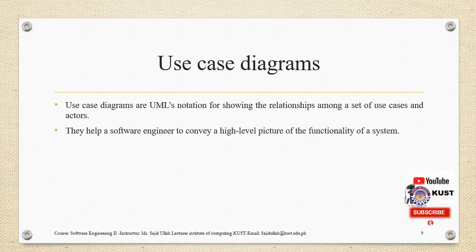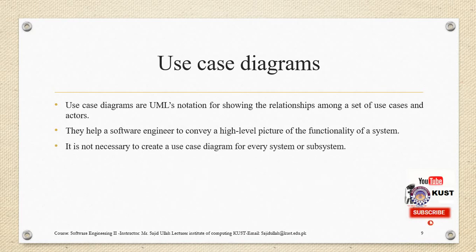Use case diagrams are UML (Unified Modeling Language) notation for showing the relationship among a set of use cases and actors. This helps software engineers convey a high-level picture of the functionality of the system. Through use case diagrams, you can portray the high-level picture of the system's functionality to the customer or end user.